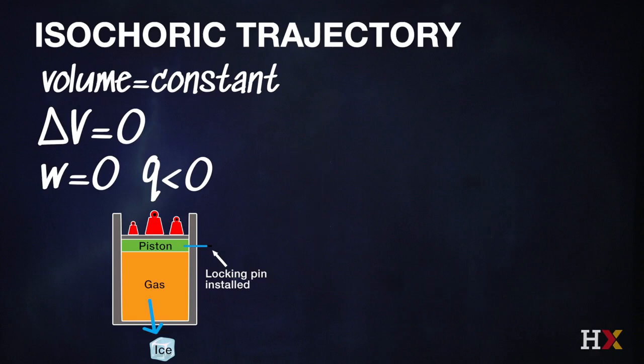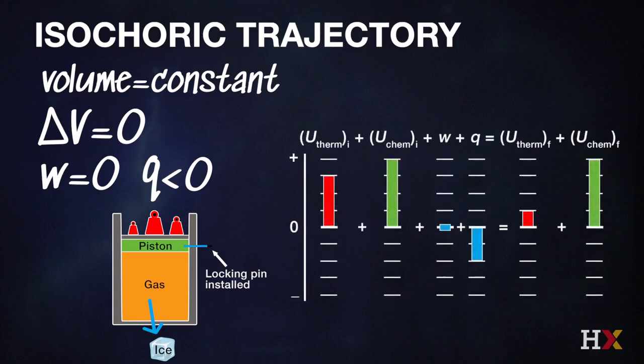So when we look at the first law, again, we have no chemical reaction, so we don't have to worry about the chemical side of internal energy. We're starting with 1, 2, 3 units of thermal energy. The work term is 0, so it doesn't enter into our calculation.